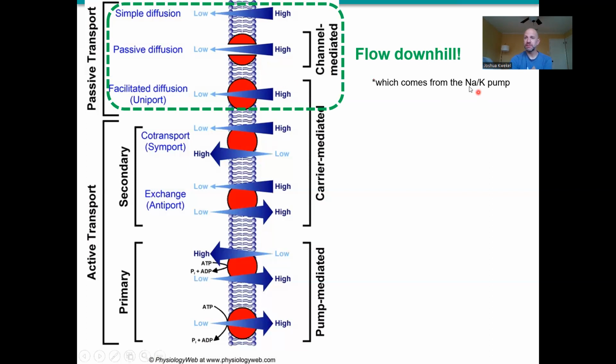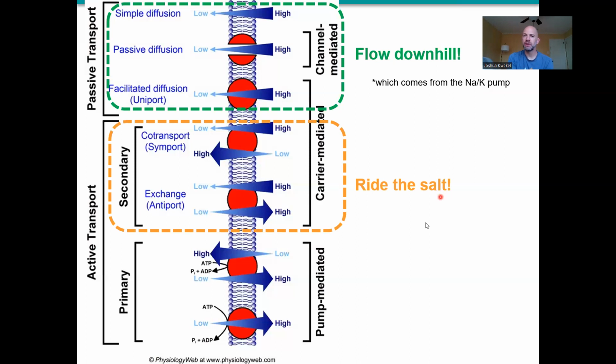Okay, and it's downhill because of this sodium-potassium pump. Let's not forget that pump is continuously working in the background. We're not talking about that pump right now. That pump has been set to the side and has established sodium on the outside, potassium on the inside. Now we're looking at these other transporters that are working next to the sodium-potassium pump. Okay, and this first category here, just flow downhill, just normal diffusion.